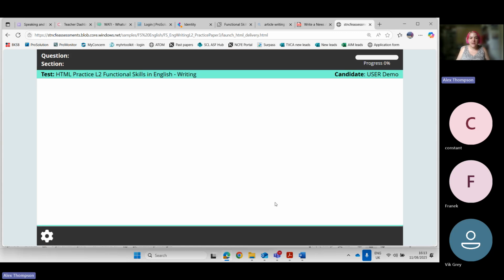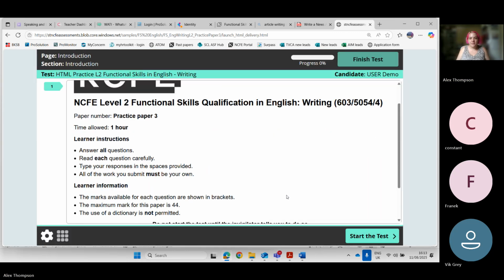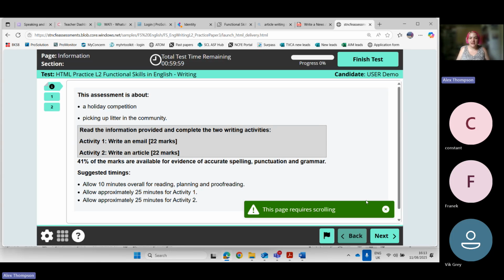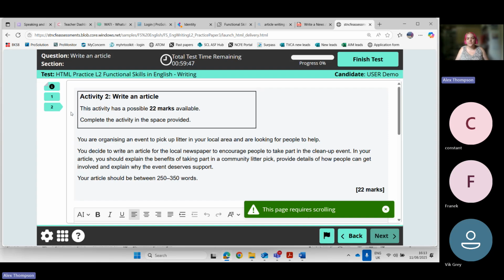So this is a past paper, but it's the best way to show you approximately what they look like in an exam. So this one here says that they want us to write an email and an article. Today we are focusing only on the article. So I'm going to jump straight to question 2.